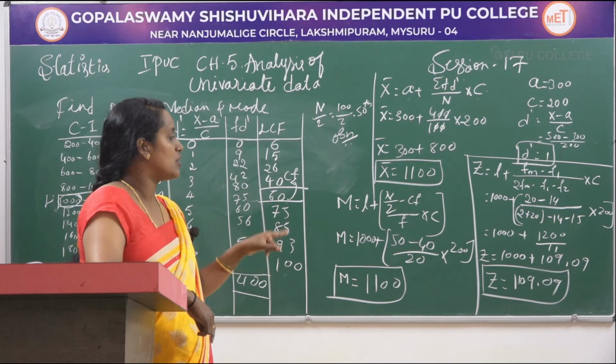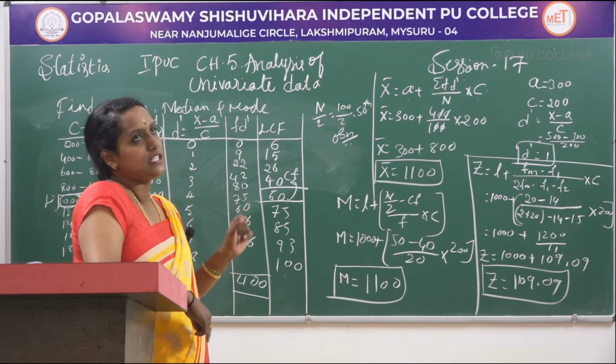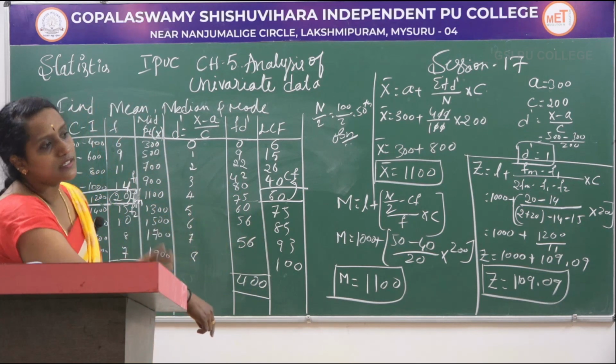After simplification, you will get the Z value is 1109.09. So the procedure is completed.